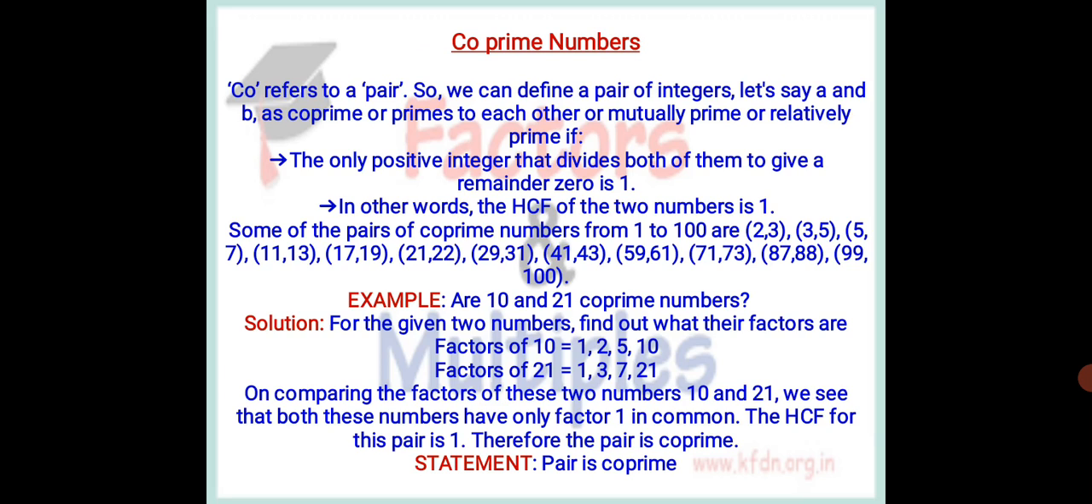Some of the pairs of prime numbers from 1 to 100 are 2, 3, 5, 7, 11, 13, 17, 19, 29, 31, 41, 43, 59, 61, 71, 73.